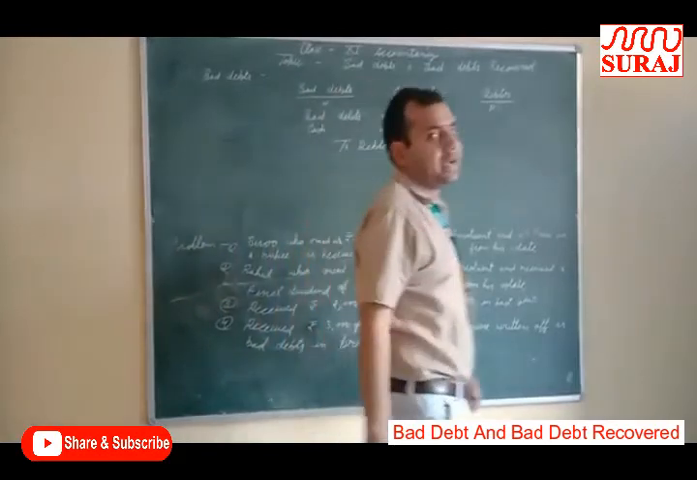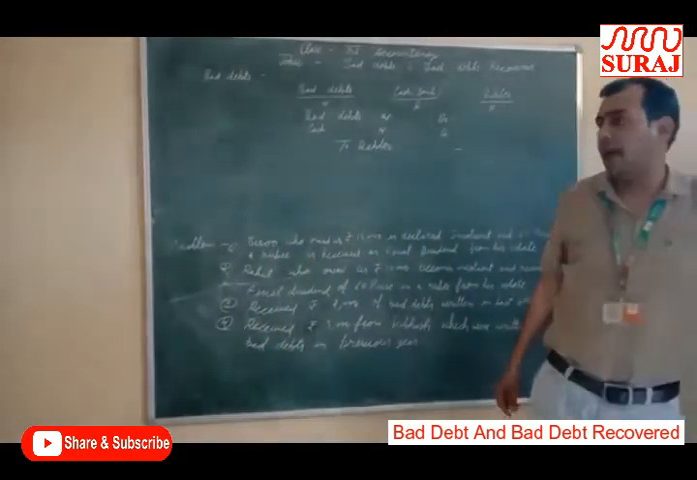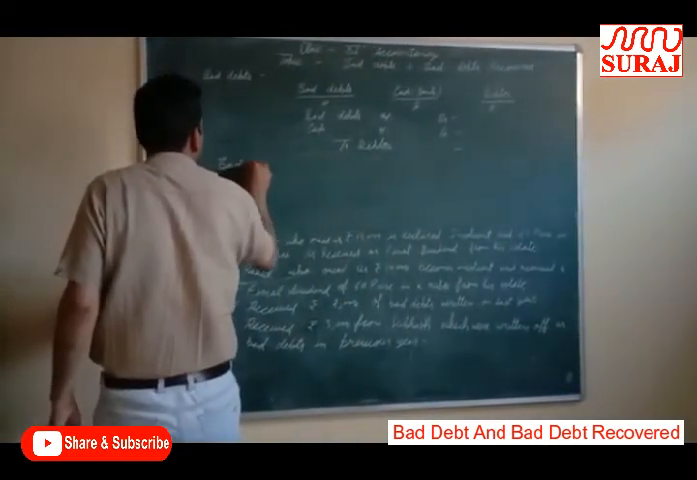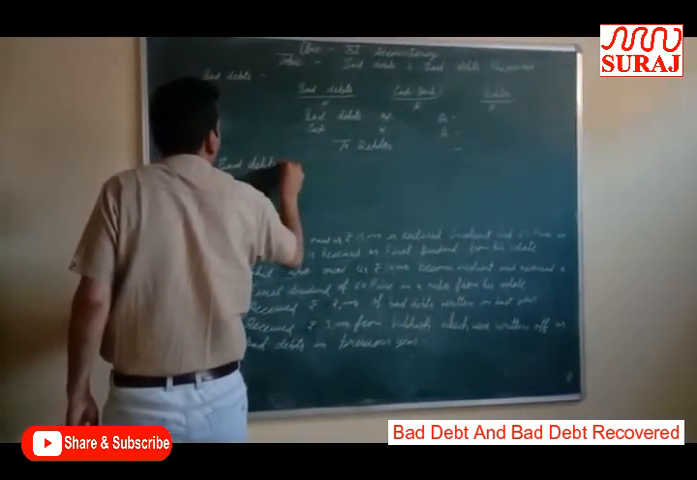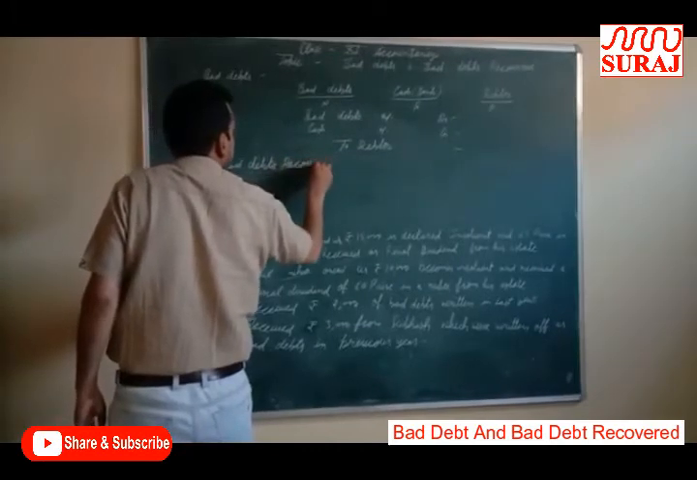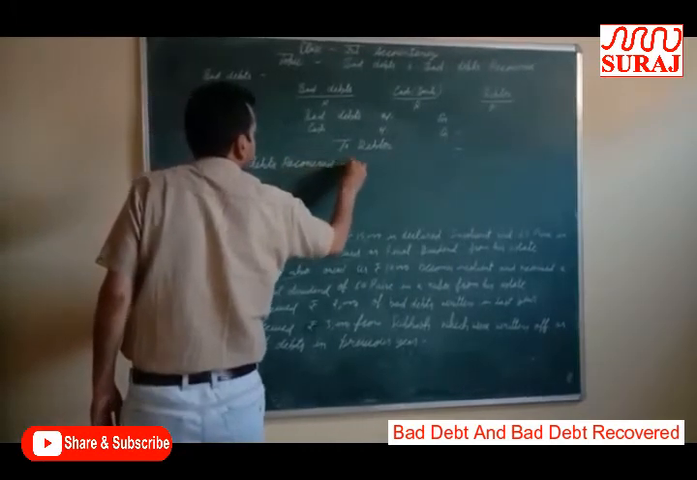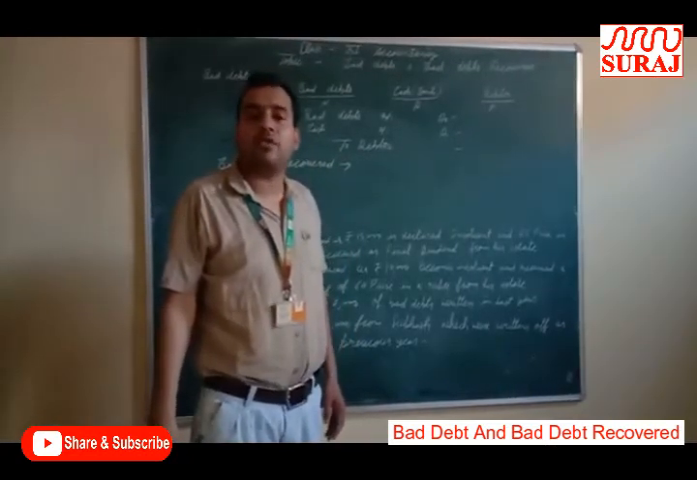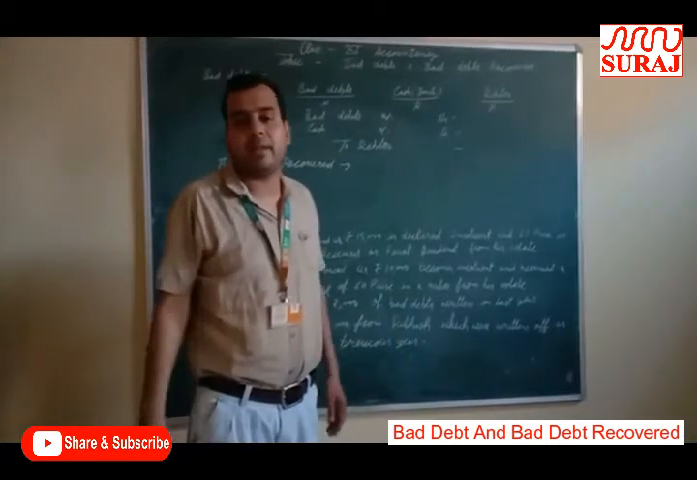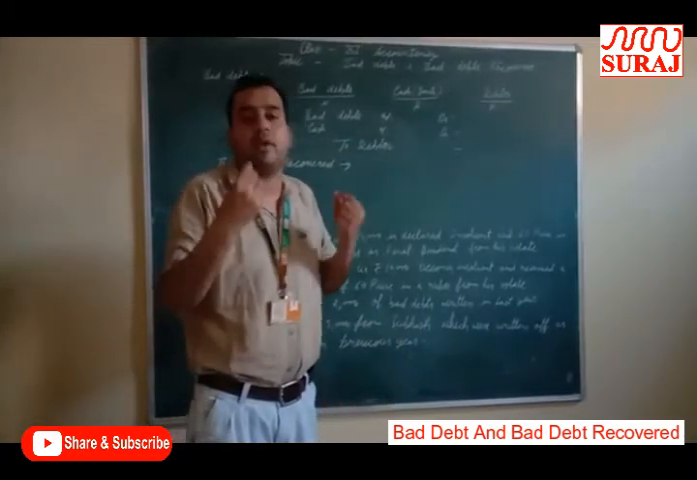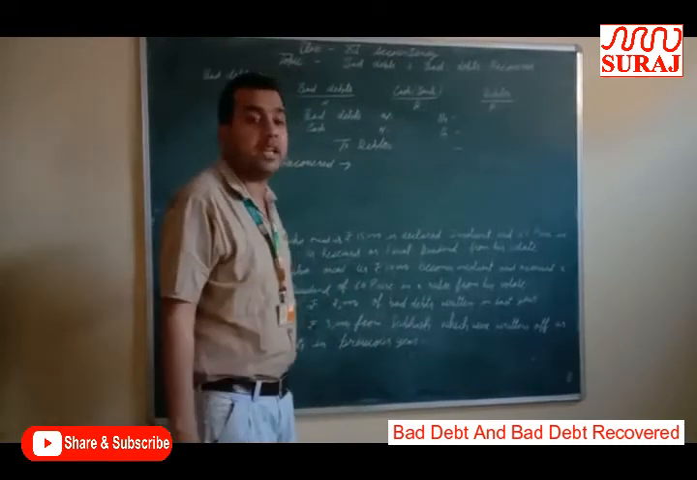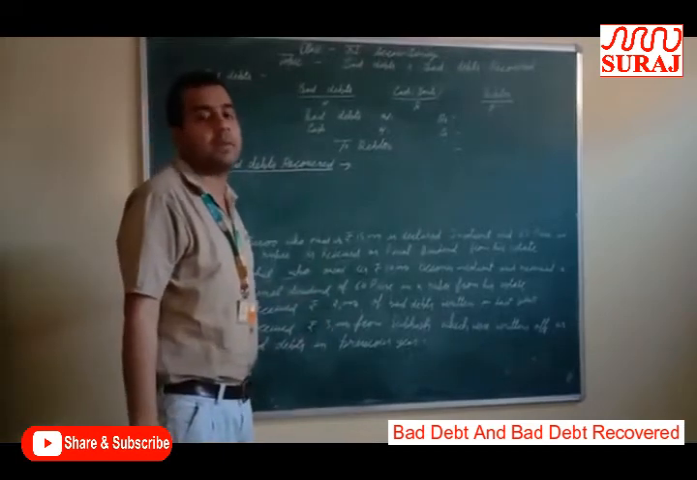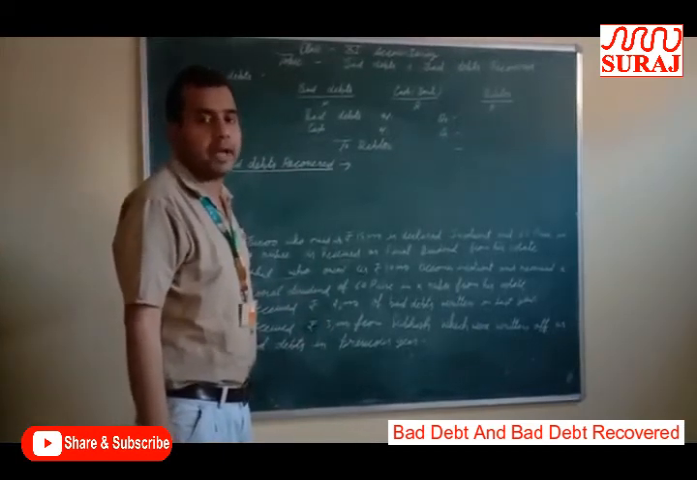Next one is bad debts recovered. Due to some reason, the amount which we assumed to be bad debt is now recovered. That is known as bad debts recovered. The amount which you assumed as bad debts, now recovered from the debtor, is known as bad debts recovered.